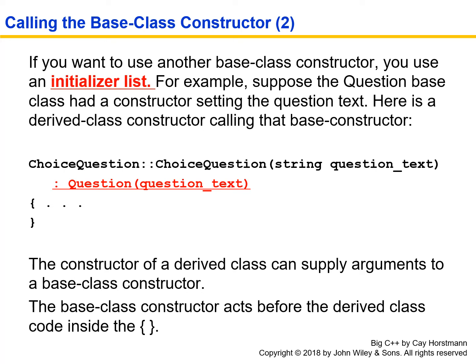In this case, we're calling not member classes, but we're calling the base class in our initializer list. So your choice question, your basic constructor here maybe takes a question text, but then it has to pass that to the question base class constructor by using a question text. Okay. This syntax is admittedly somewhat confusing, but you'll get used to it eventually if you do enough of this.